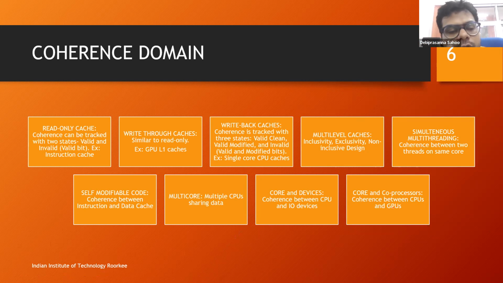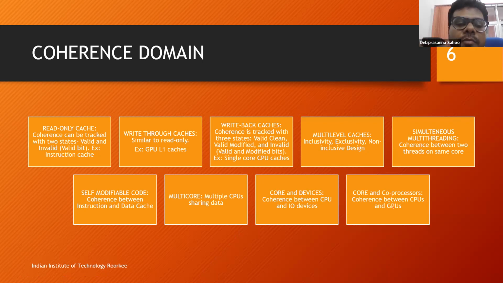Next is write-back cache. The coherence is tracked using three states: valid clean, valid modified, and invalid. The valid bit and modified bit of the cache actually take care of these three different states. Typically you can say that a single core CPU cache is implemented using a write-back cache. You can imagine a single core CPU with these three states to enable write-back caches.